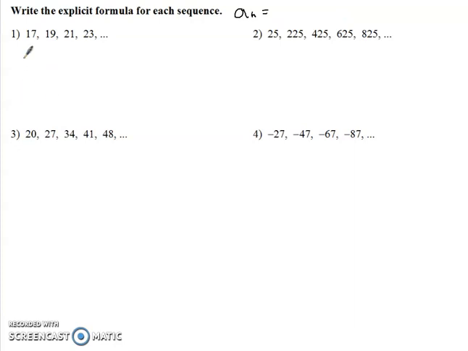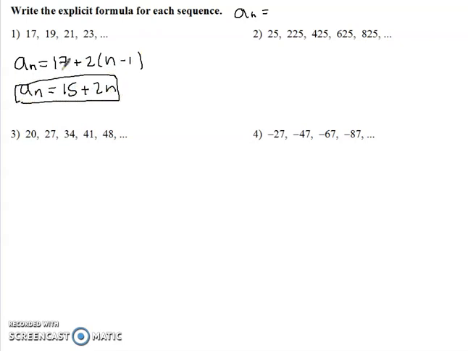These are all arithmetic sequences, so if you do choose to use the formula, you can use that. I would just have 17 plus 2 times n minus 1. You may have even chosen to simplify. You would have 15 plus 2 times n as your explicit formula. Either of these would be okay.